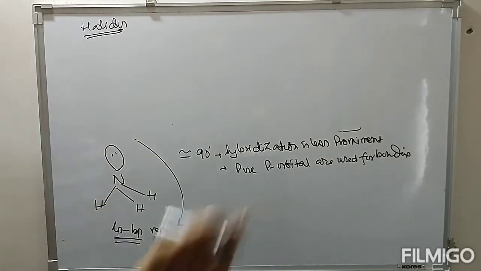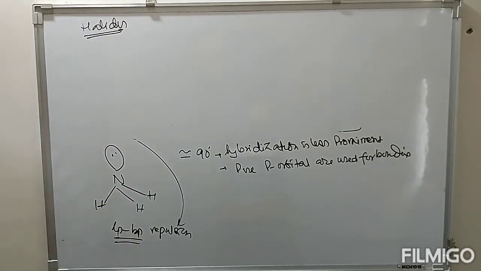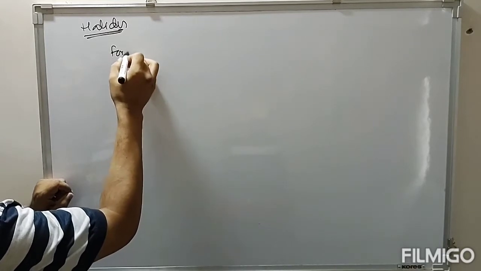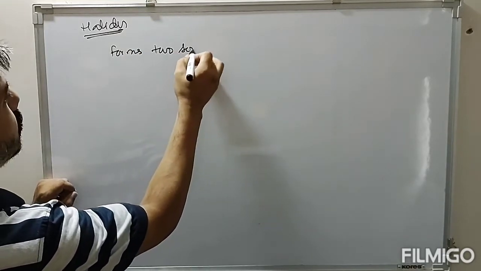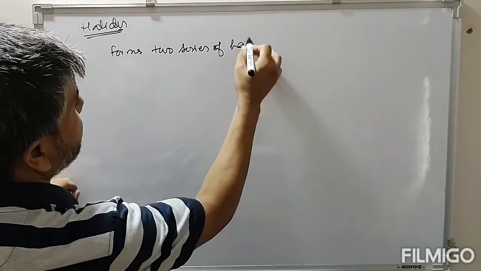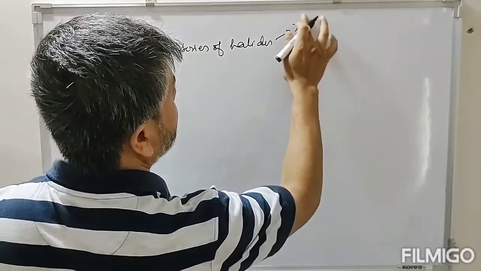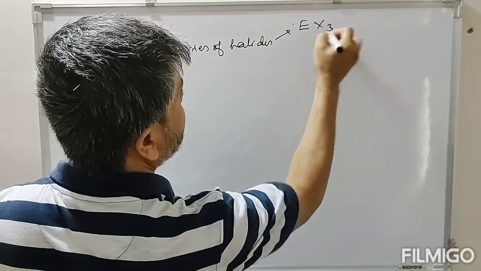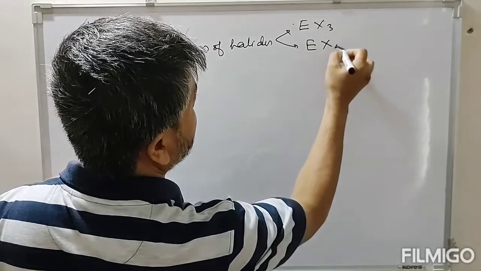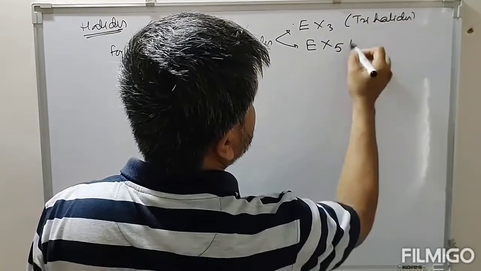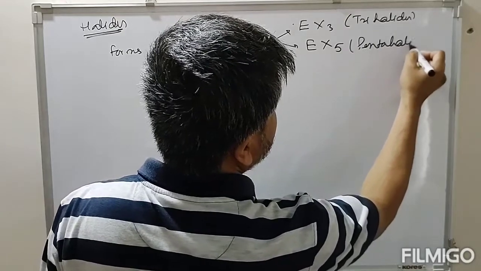Halides of group 15. Group 15 elements form two series of halides, that is EX3 and EX5, that is trihalides and pentahalides.